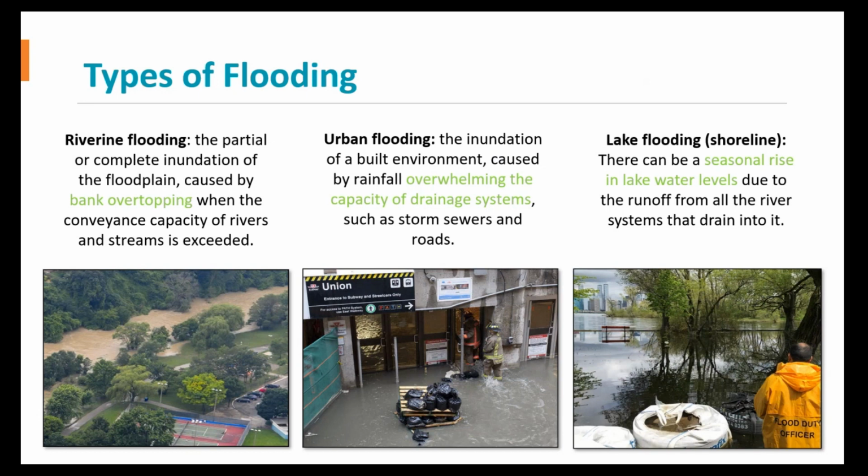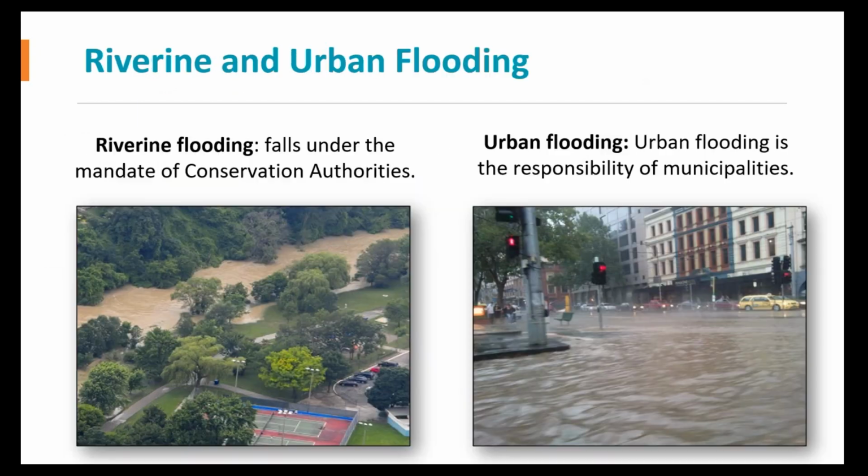Meanwhile, lake flooding or shoreline flooding can be a seasonal rise in lake water due to the runoff from all the river systems that drain into it, usually in the spring months. We'll go through these three types of flooding in greater detail and how they can be broken down even further over the next couple of slides.